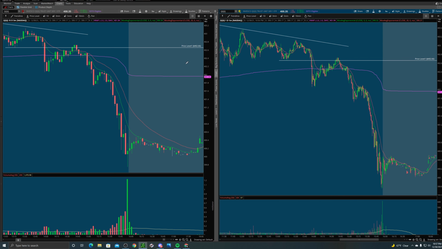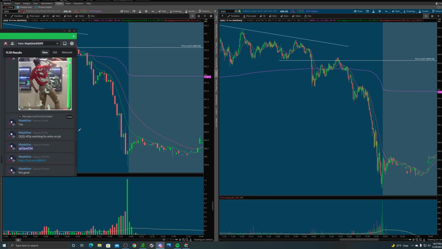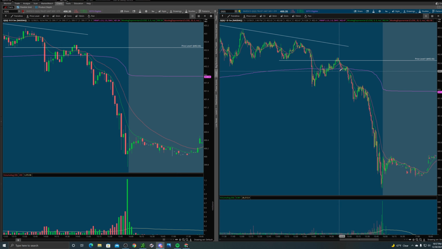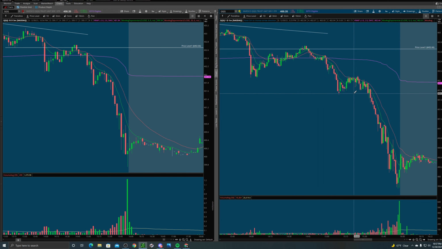So now I come into the market. I have labeled here at 3:11, watching 401p for entry on pullback. So at 3:11 there, we'll pull that away. We'll go here on the 1 minute chart and I type that in at 3:11. So on this candle, right when we break this most recent pivot.